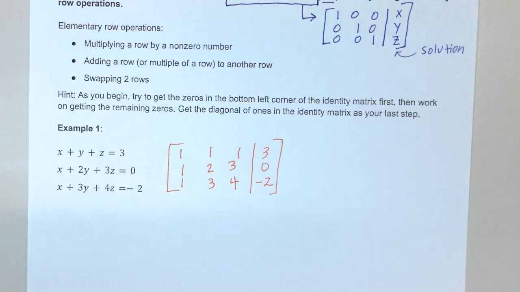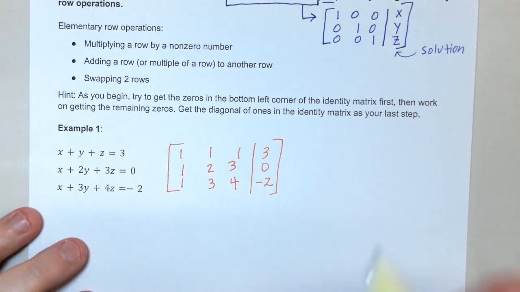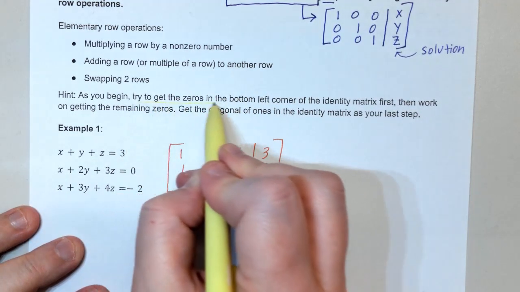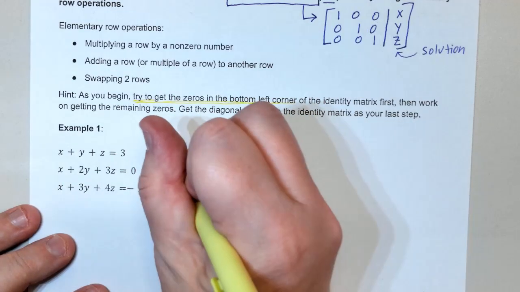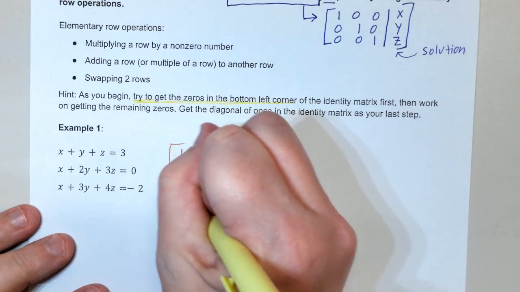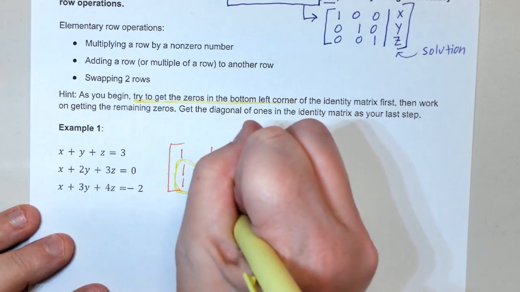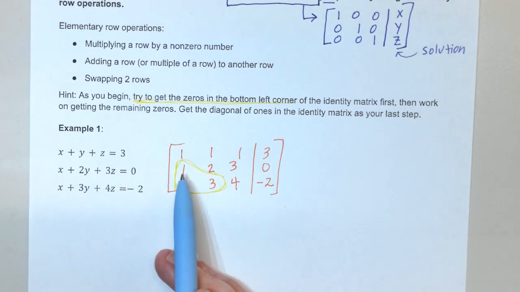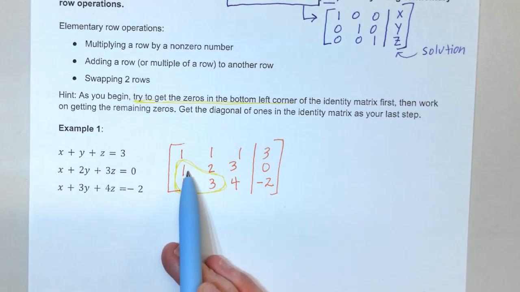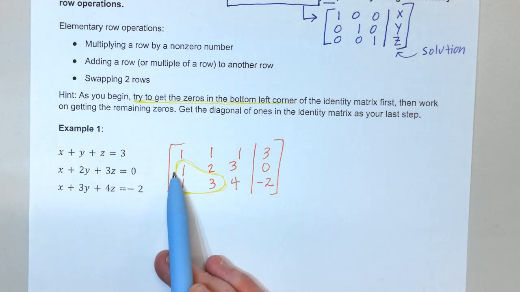So I gave you a hint. I said, as you begin, try to get zeros in the bottom left corner. Okay? That means we're going to focus on these 3 values right here first. If we can get rid of those 3 values first, it's going to make the rest of our matrix happen a lot quicker, because we're not going to be undoing things that we've already done. So let's just look at this one right here. How could I turn this 1 in row 2 into a 0?